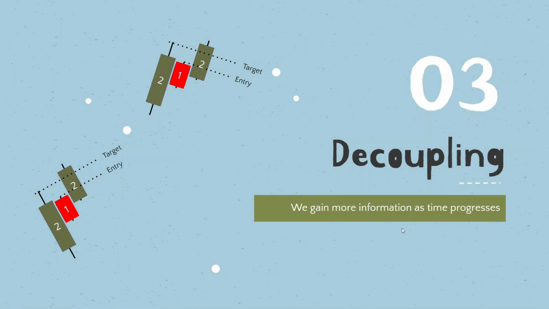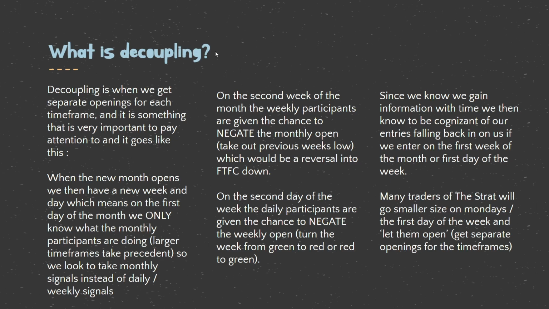So now we're going to get on to decoupling. So we gain more information as time progresses, and we also know that when things occur matters. So what is decoupling? Decoupling is when we get separate openings for each time frame. So it's when they separate, and it's something that is very important to pay attention to, and it goes like this. When the new month opens, we then have a new week and a new day, which means on the first day of the month, we only understand or know what the monthly participants are doing.